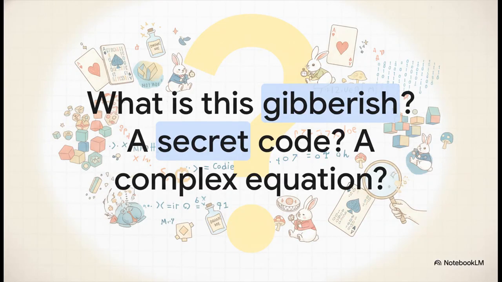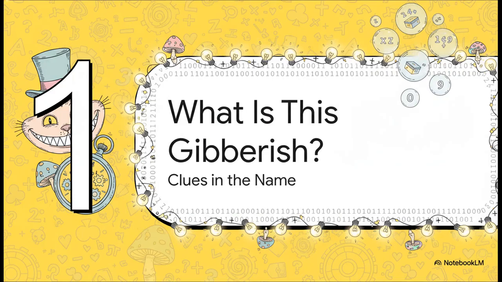So yeah, what is this stuff? Is it meant to be secret, like some kind of encryption? Or is it the output of some crazy math problem? Let's start digging and follow the clues, starting with the most obvious one we've got. And our first clue? Well, it's been hiding in plain sight this whole time.